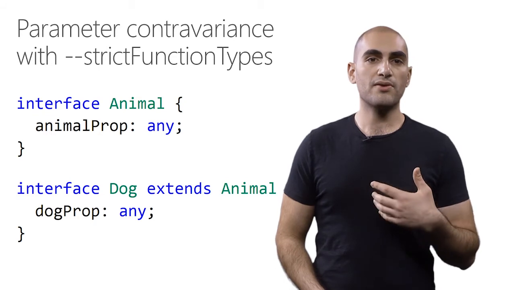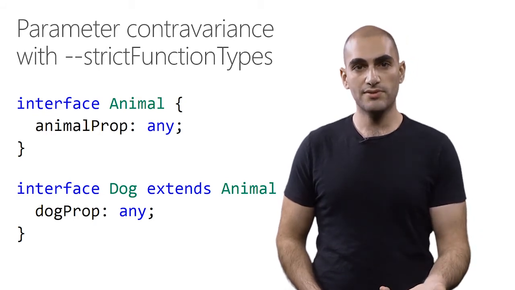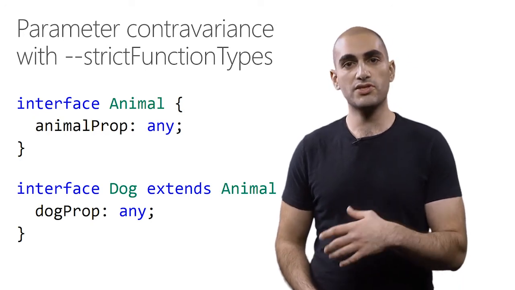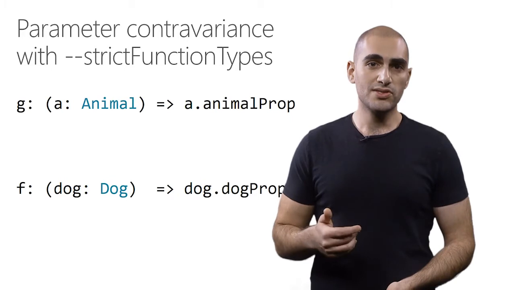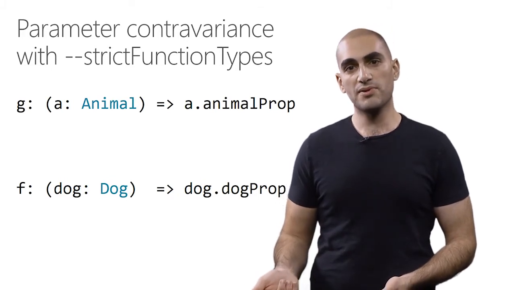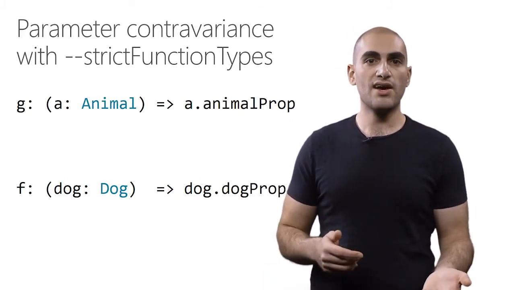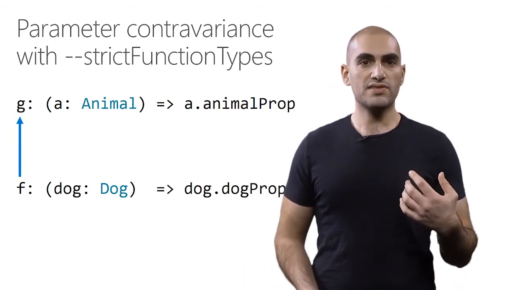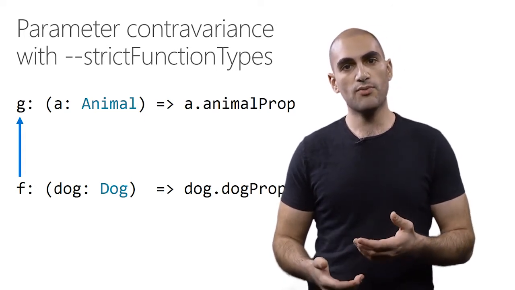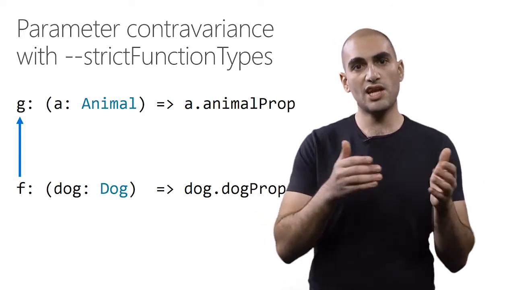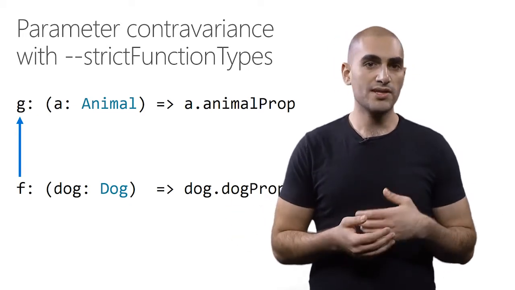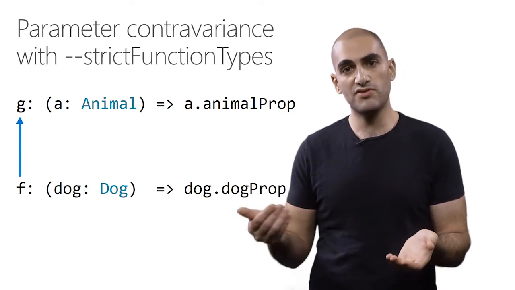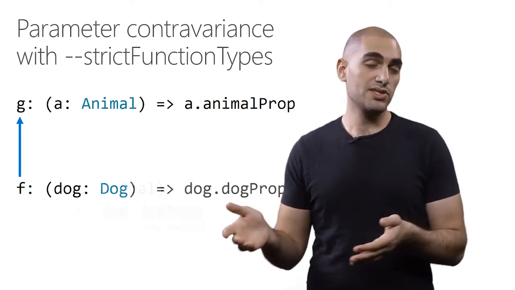Finally, we can start talking about strict variance checks for function types. Let's say that I have an animal type and a dog type that extends animal with its own properties. Let's also say that I have a function g that takes animals and returns any, and I have a function f that takes dogs and returns any. Now, if I wanted to see whether f is assignable to g, I might be tempted to just check whether every respective part of f is assignable to every respective part of g. So I'd naively think that if the parameter dog of f is assignable to the parameter animal of g, then f should be assignable to g.